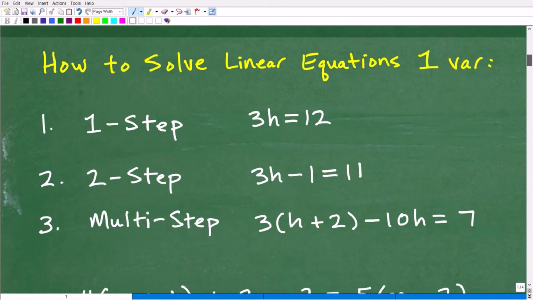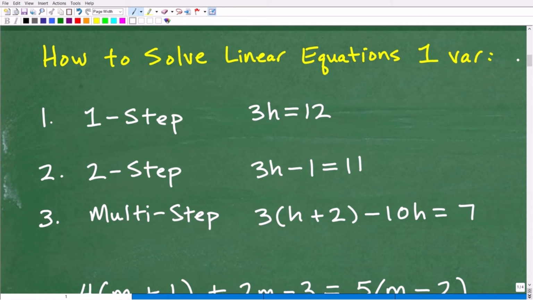Now, I'm kind of going to compress a lot into this video because this is a pretty big topic. This is actually like a full chapter in algebra, but I'm going to give you a quick overview and some suggestions on how you can improve to solve linear equations. So when you solve linear equations, you first start learning this by solving the most basic type of equations in algebra, and these are called one-step equations, something like this: 3h is equal to 12. So can you solve this equation?